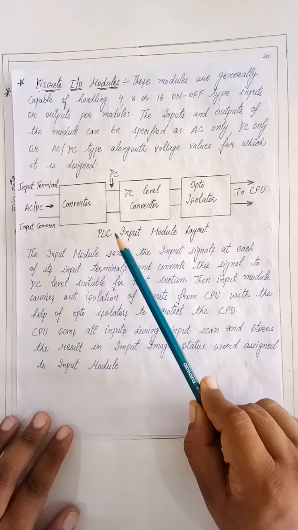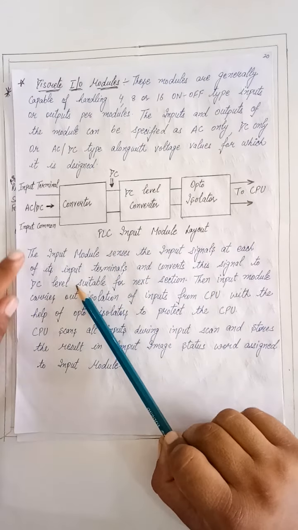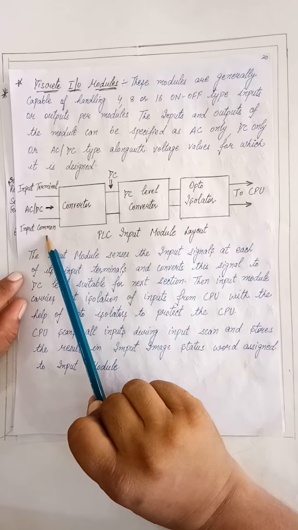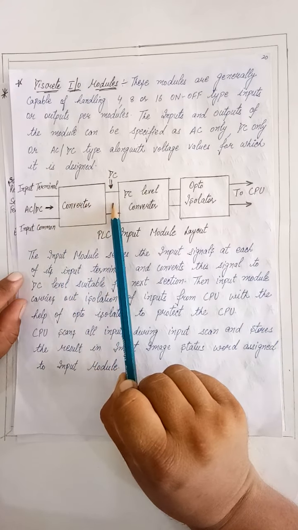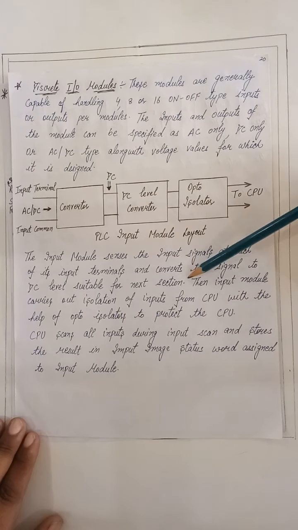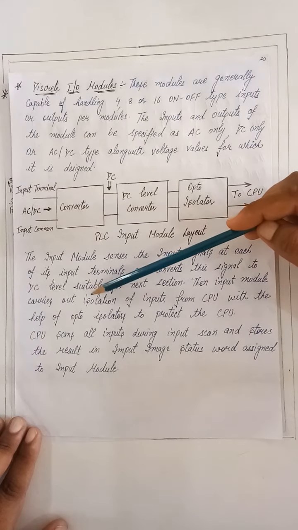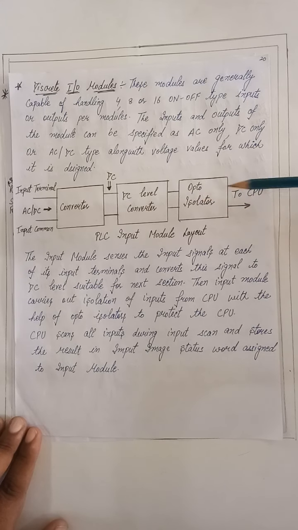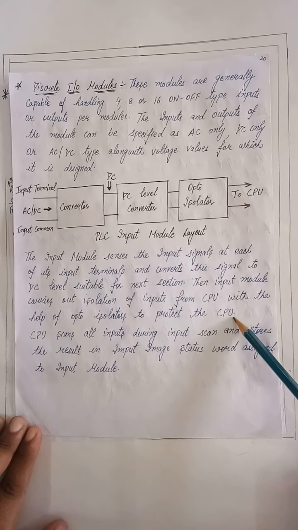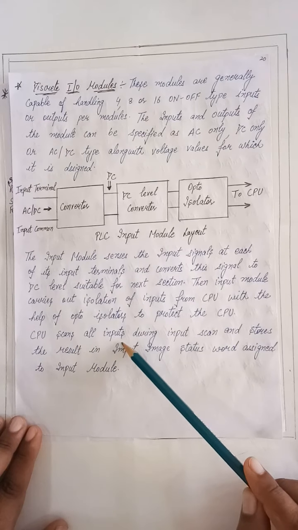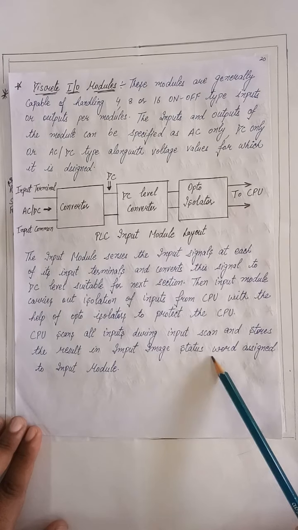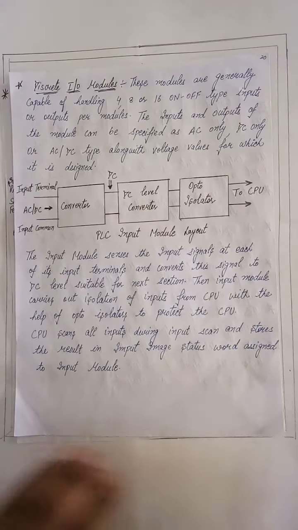This is a diagram of PLC input module layout. The input module receives the input signals at each of its input terminals and converts these signals into DC level suitable for the next section. Then the input module carries out the isolation of inputs from the CPU with the help of an opto-isolator to protect the CPU. The CPU scans all the inputs during the input scan and stores the result in the input image status word assigned to input modules.